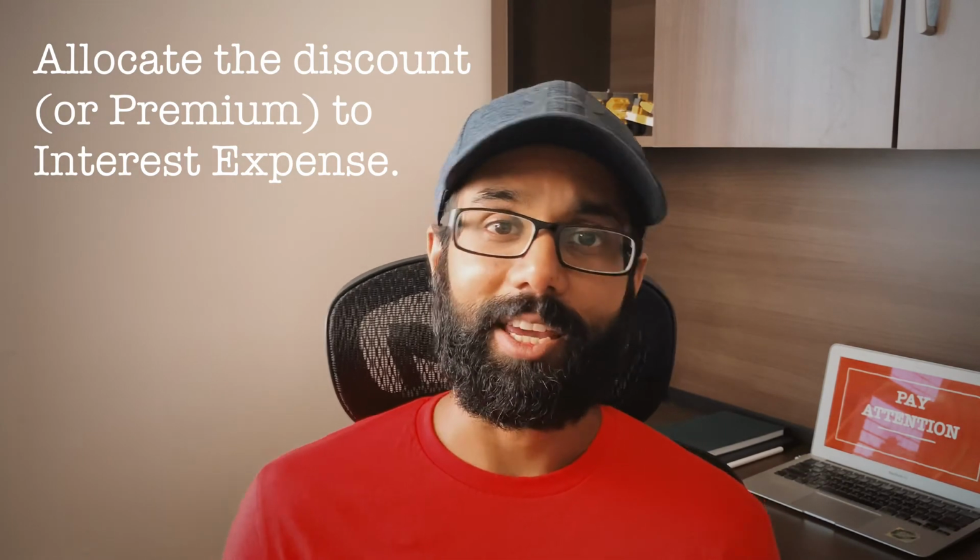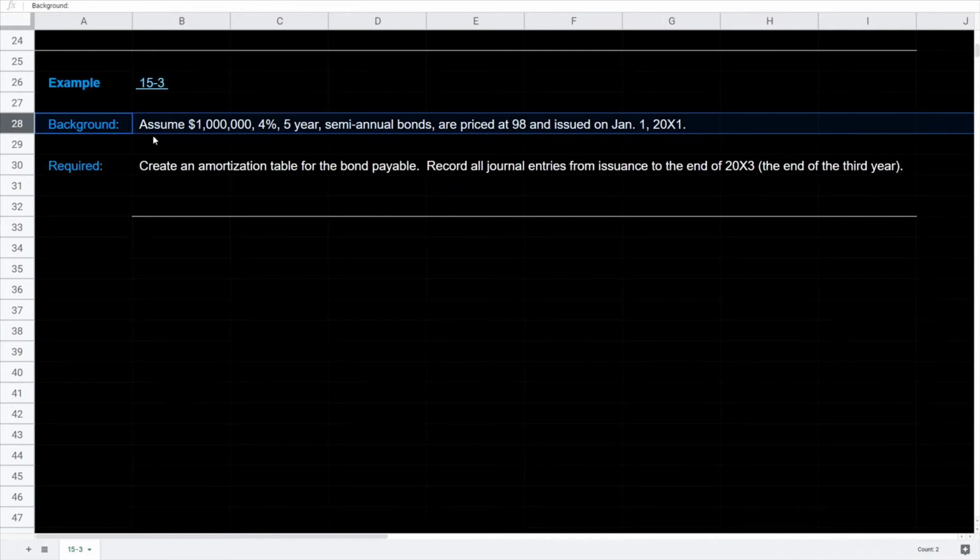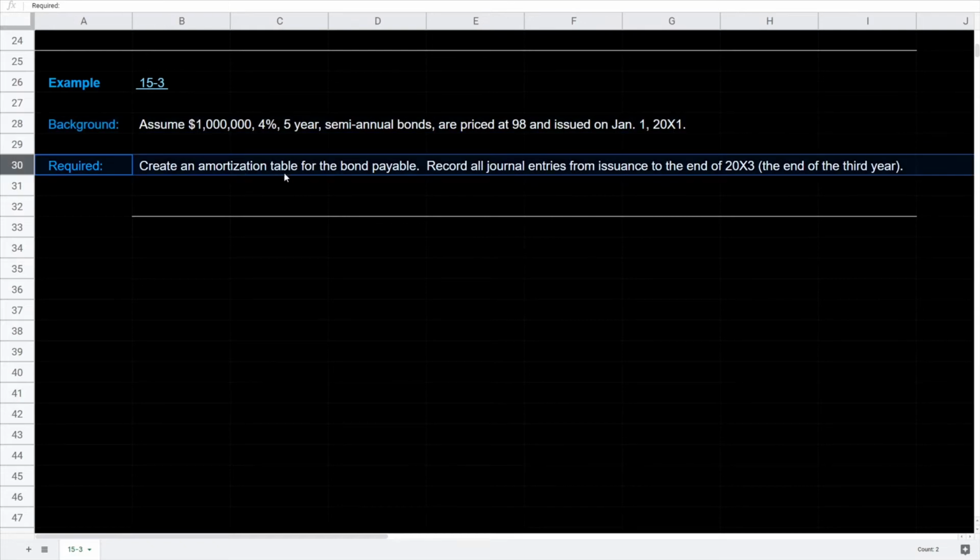Let's take a look. This is example 15-3. Assume a $1 million 4% 5-year semi-annual bond is priced at 98 and issued on January 1st, 20x1. Required: create an amortization table for the bond payable. Record all journal entries from issuance to the end of 20x3. In other words, the end of the third year.